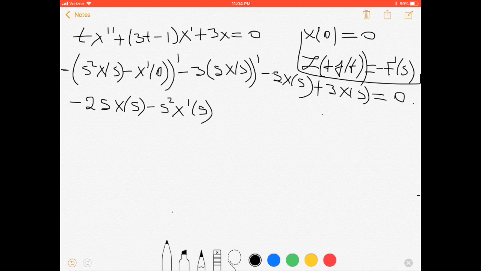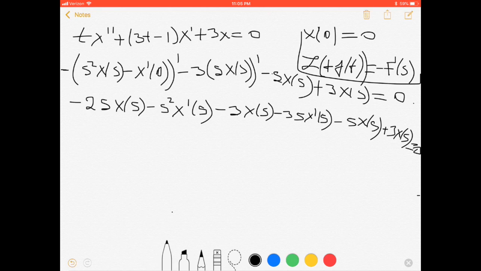Then we use product rule for s times x. We have minus 3x to the s and minus 3s x prime to the s, minus s x to the s, oops, and plus 3x to the s equals 0. This and this cancel it.